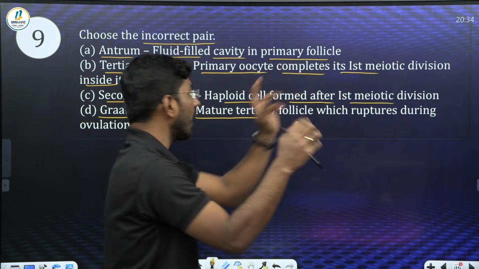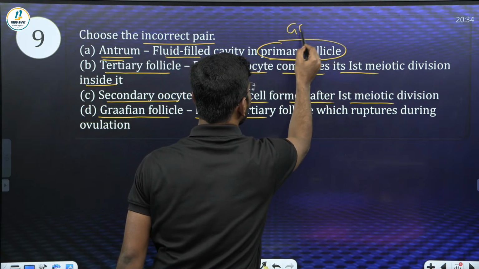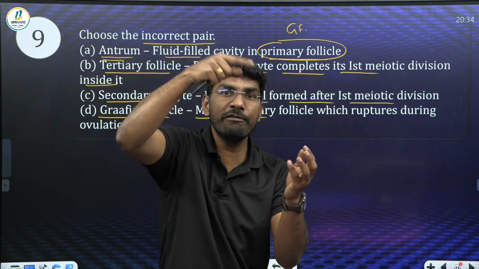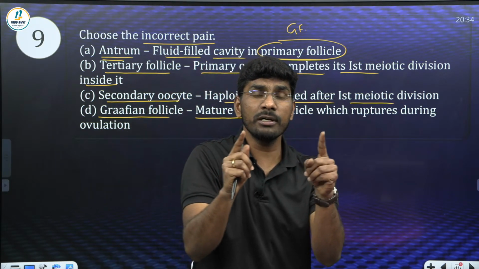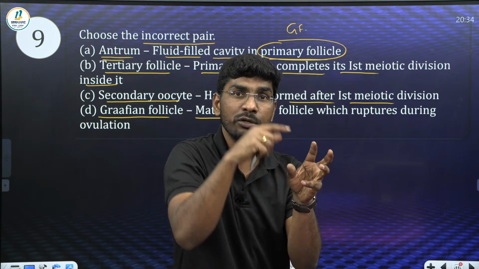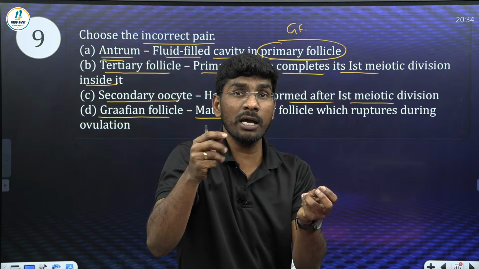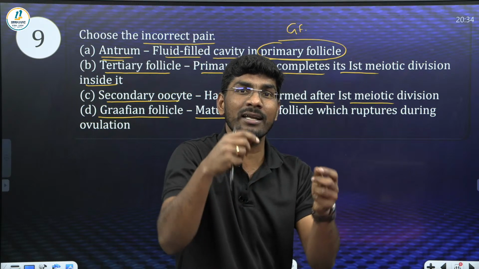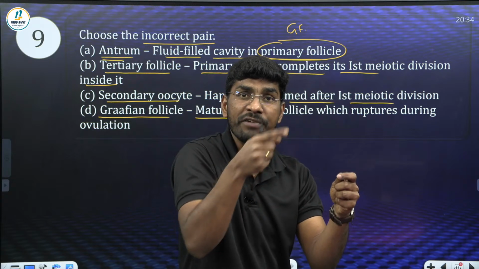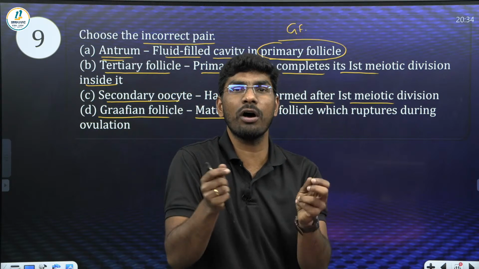You can clearly understand. Antrum is not in the primary follicle, it is in the Graafian follicle. Inside the Graafian follicle, a cavity with fluid will form. That's called what? Antrum. Remember, you can easily identify the secondary oocyte structure versus the Graafian follicle. In the secondary oocyte, zona pellucida and corona radiata layers are there. But in the Graafian follicle, you see theca externa, theca interna and granulosa cells, and moreover a big fluid filled cavity. That's called antrum, filled with fluid called liquor folliculi.